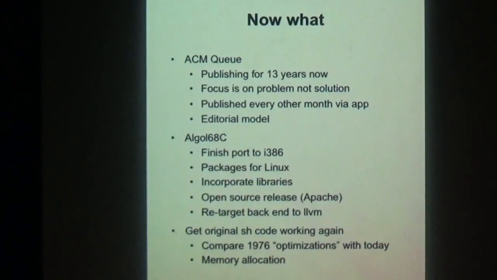So Armor 68C, I'm still working on that. Working is probably the wrong word. With a friend in Cambridge, whose name I'm not going to tell you because he'd kill me, because he doesn't want to get emails. We've done the port to the 386. Actually, it was a lot of fun. We took the Z code I was telling you about, and we translated it into C.